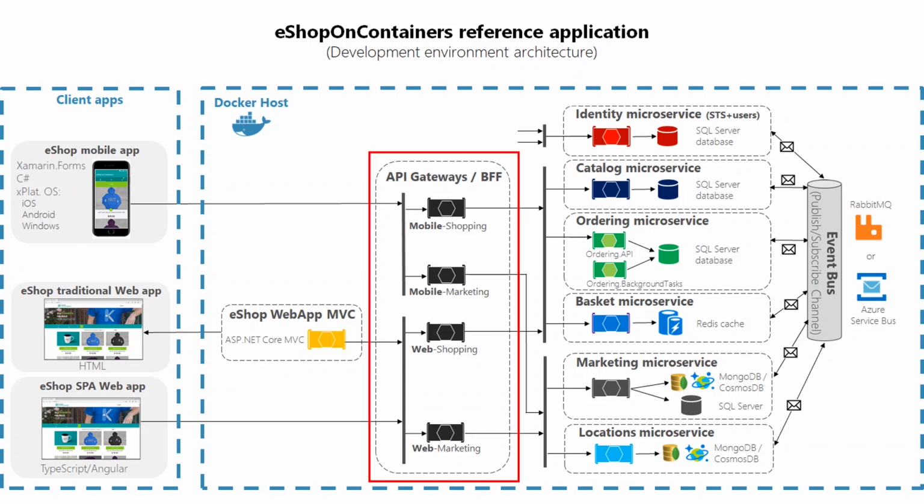So you can see here in the middle they are using the API gateway pattern, and they have segregated their gateways out along the lines of aligning it with their client types.